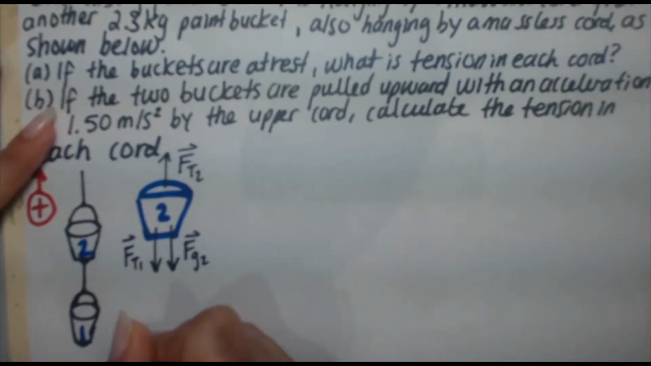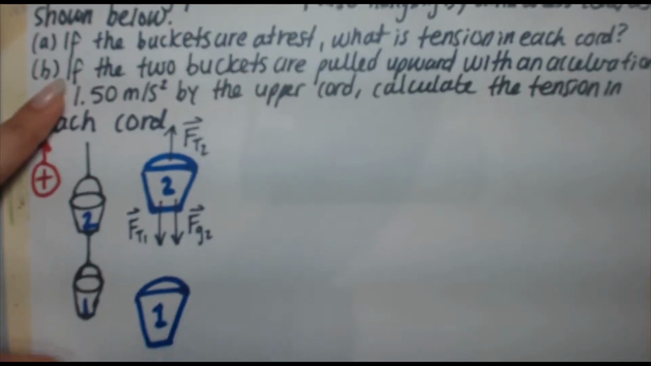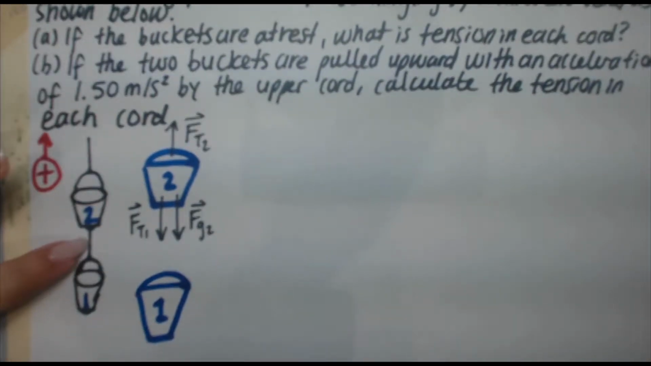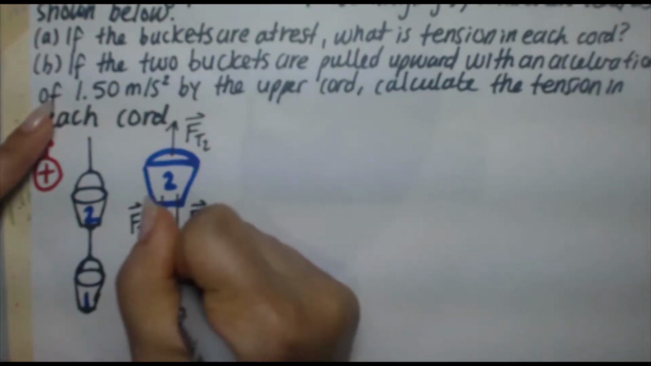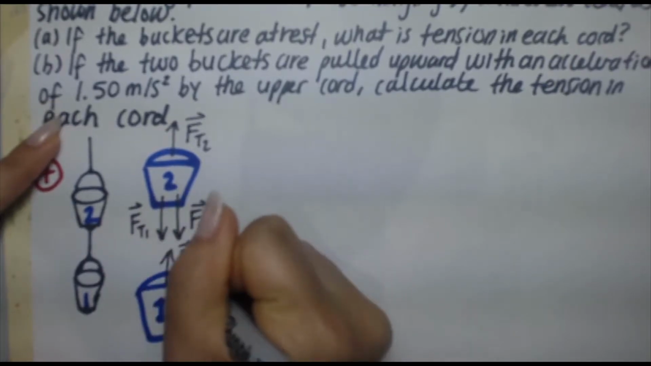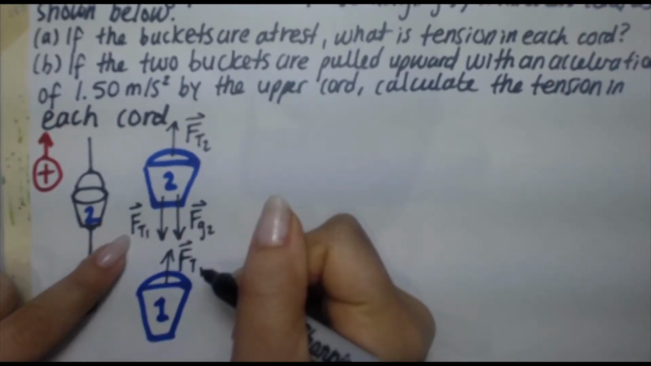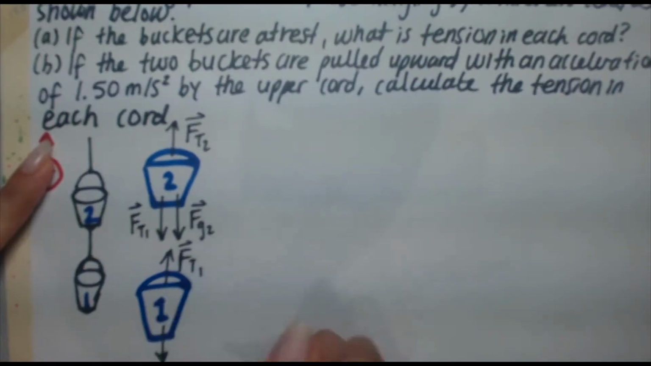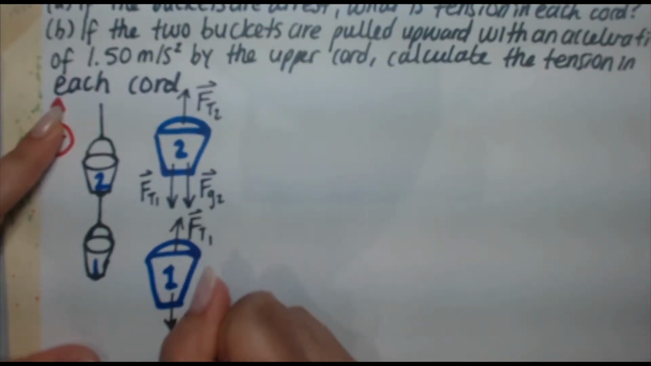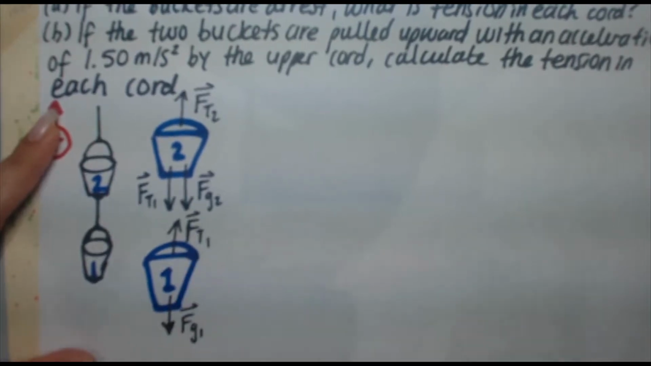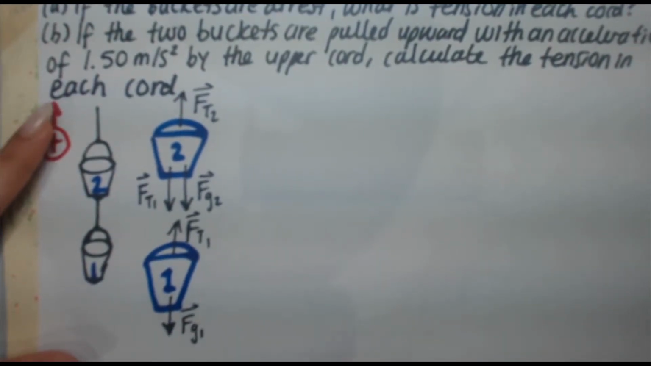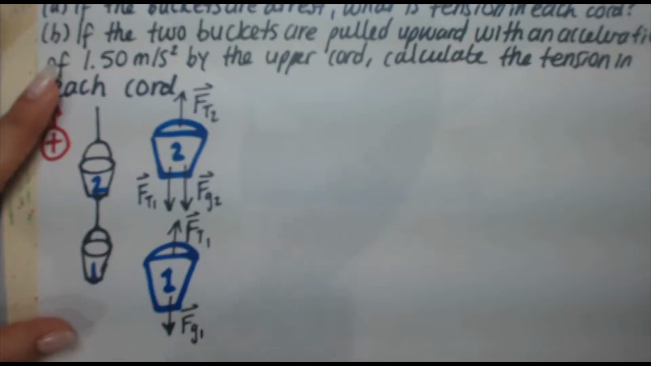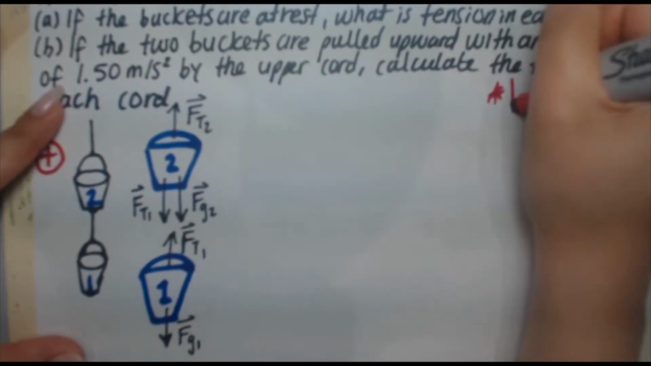Now, you've got to do the same thing for bucket 1. So here's my bucket 1. What forces are acting on bucket 1? Well, it's that same string, so I'm going to call that FT1. It has to be the same tension because it's the same string. And of course, I've got the weight due to bucket 1, FG1.